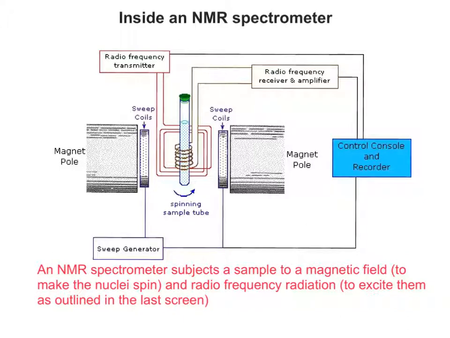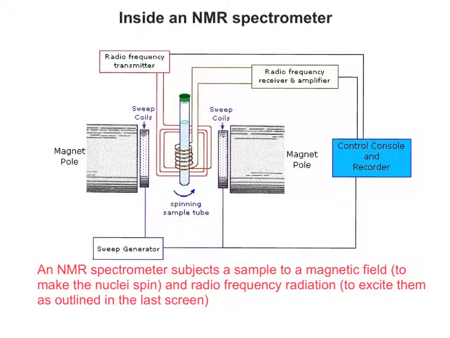So let's take a brief look inside an NMR spectrometer. You don't need to know the details of this in great depth for the specification, but the two things you need to remember is that the spectrometer will subject a sample to a magnetic field to make the nuclei spin in the first place, and radio frequency radiation to excite them, as outlined in the last screen.